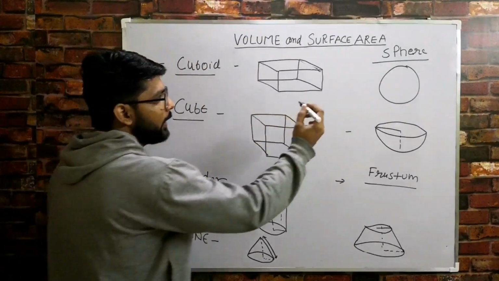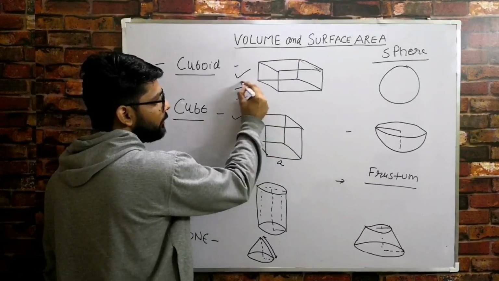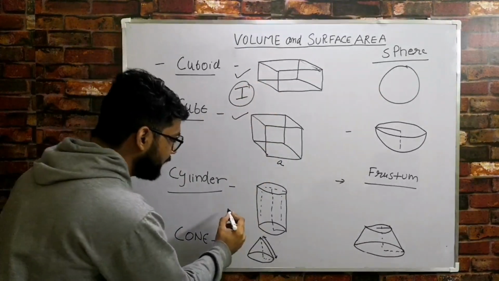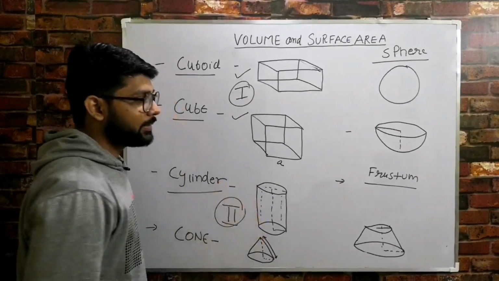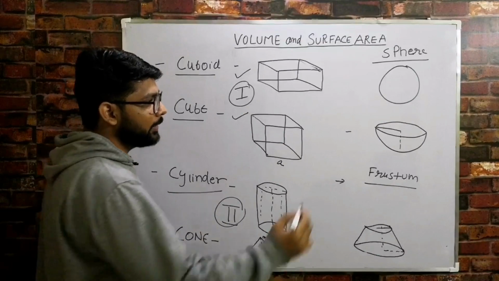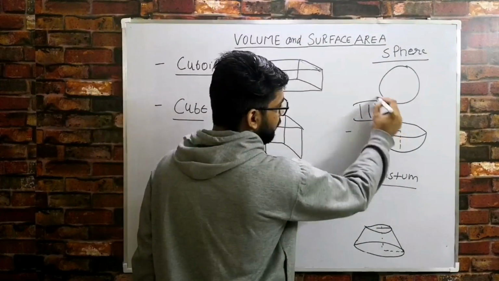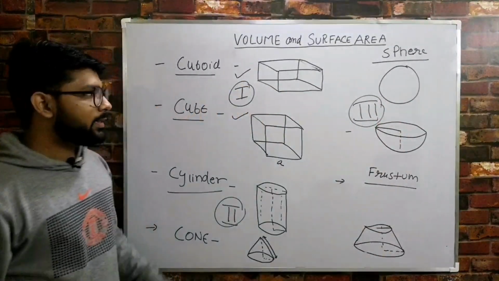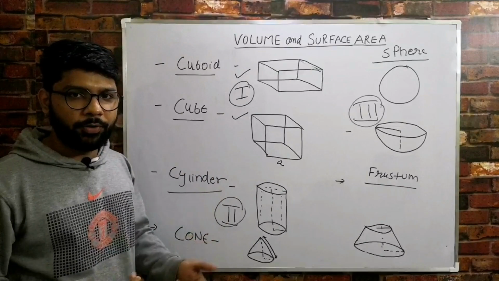So in the first part, I will discuss the cuboid and the cube. Cuboid and cube will be discussed in the first part of the video. Then the cylinder and the cone I will cover in the second part. Then sphere, hemisphere, and the frustum I will cover in the third part. So today we will discuss the first part. First part is the cuboid and the cube. So let's start with the cuboid.